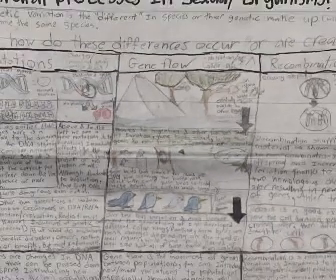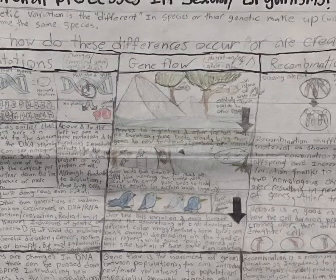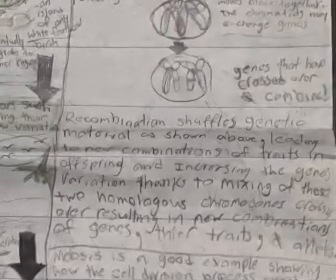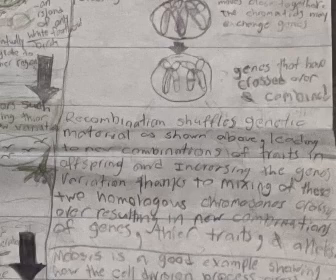Gene flow is just the movement and passing of genes and traits from one to the next. Moving on, we are going to get into recombination. So here I've drawn a little diagram of crossing over.